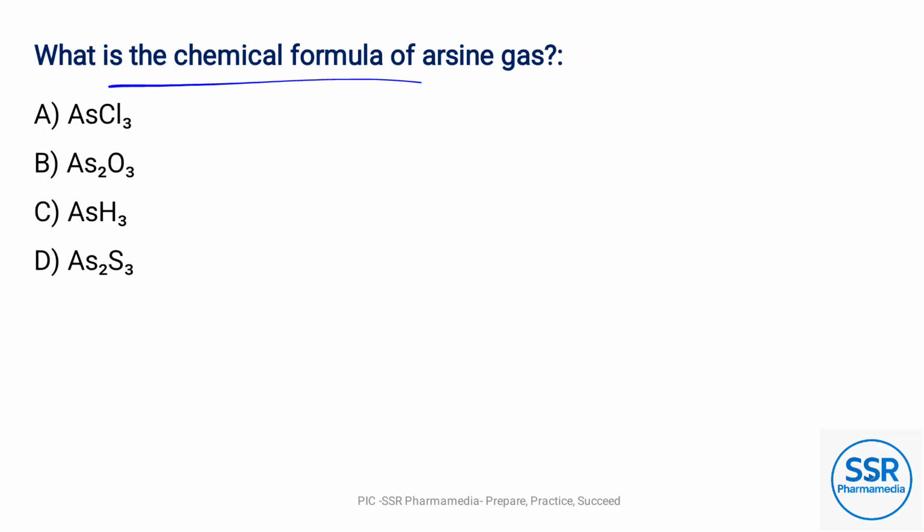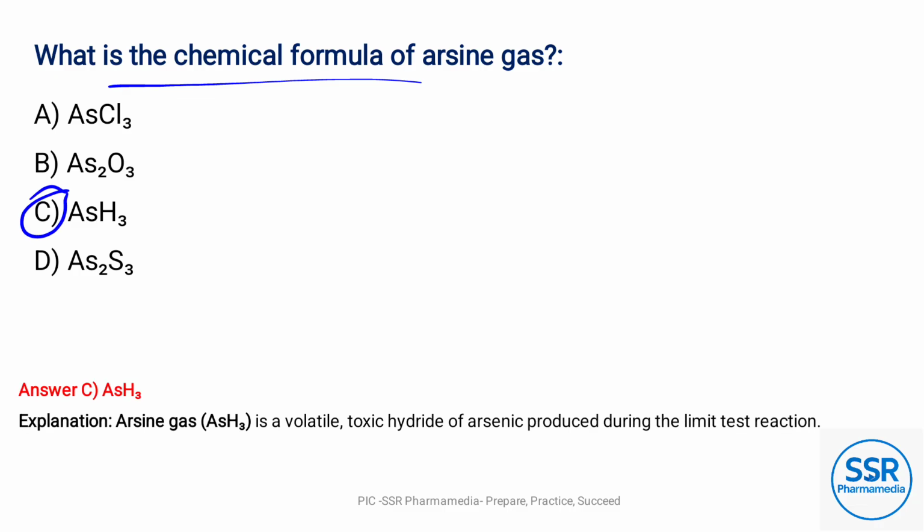What is the chemical formula of arsine gas? The answer is option C, AsH3. AsH3 is a volatile and toxic hydride of arsenic produced during the limit test reaction.